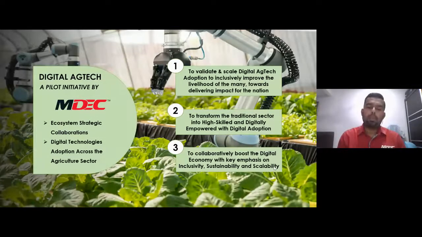So, like I said earlier, the topic of interest is Digital AgTech, a pilot initiative done by MDEC in collaboration with key ecosystem partners.